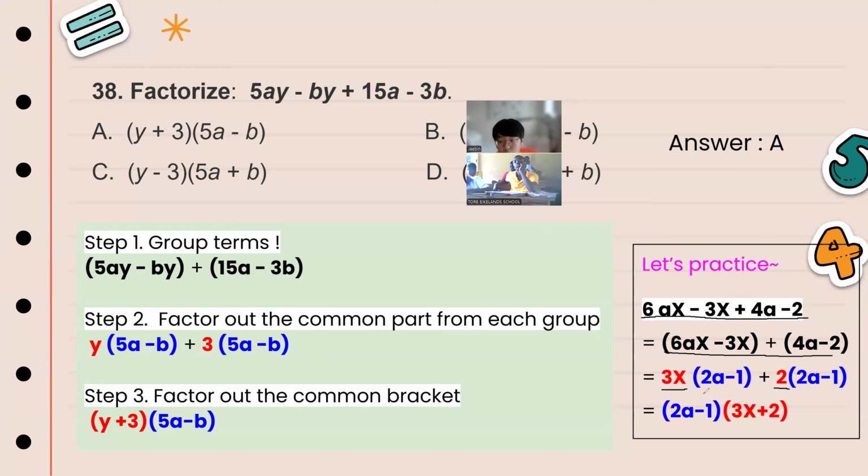Then we see that the common factor in brackets now is 2a minus 1. So we group them together back again: 2a minus 1 times these two terms, 3x plus 2. That's how you would factorize these kinds of equations.